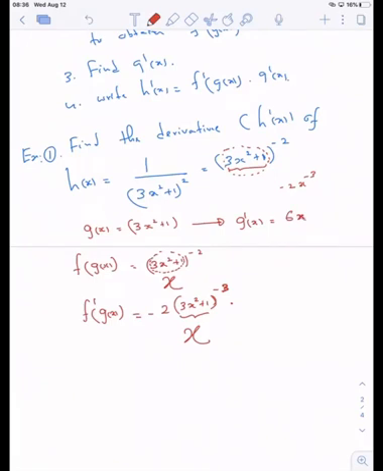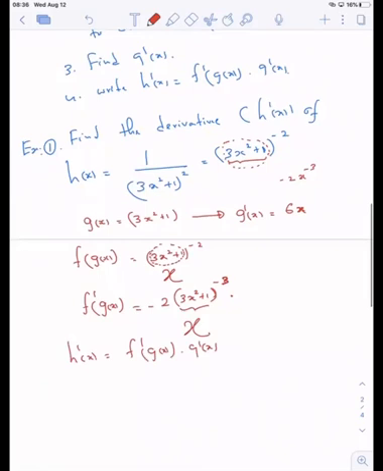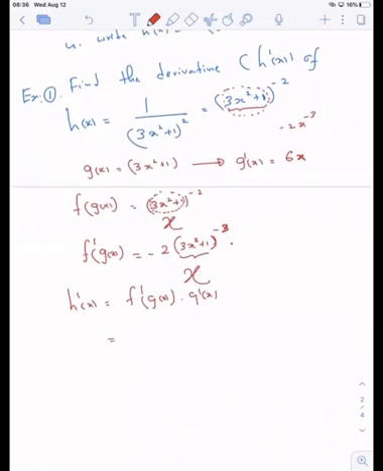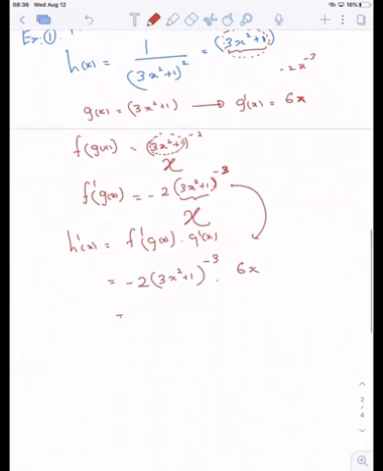So the final answer h dash x will be equal to f dash g(x) times g dash x. So that's the answer, right? f dash g(x) times g dash x, that is the fourth step there. Which means f dash g(x) is this expression right here. So that will be minus 2 times (3x squared plus 1) to the power minus 3, and g dash x is just 6x. Now you can solve this. That will be minus 12 times x times (3x squared plus 1) to the power minus 3, right?